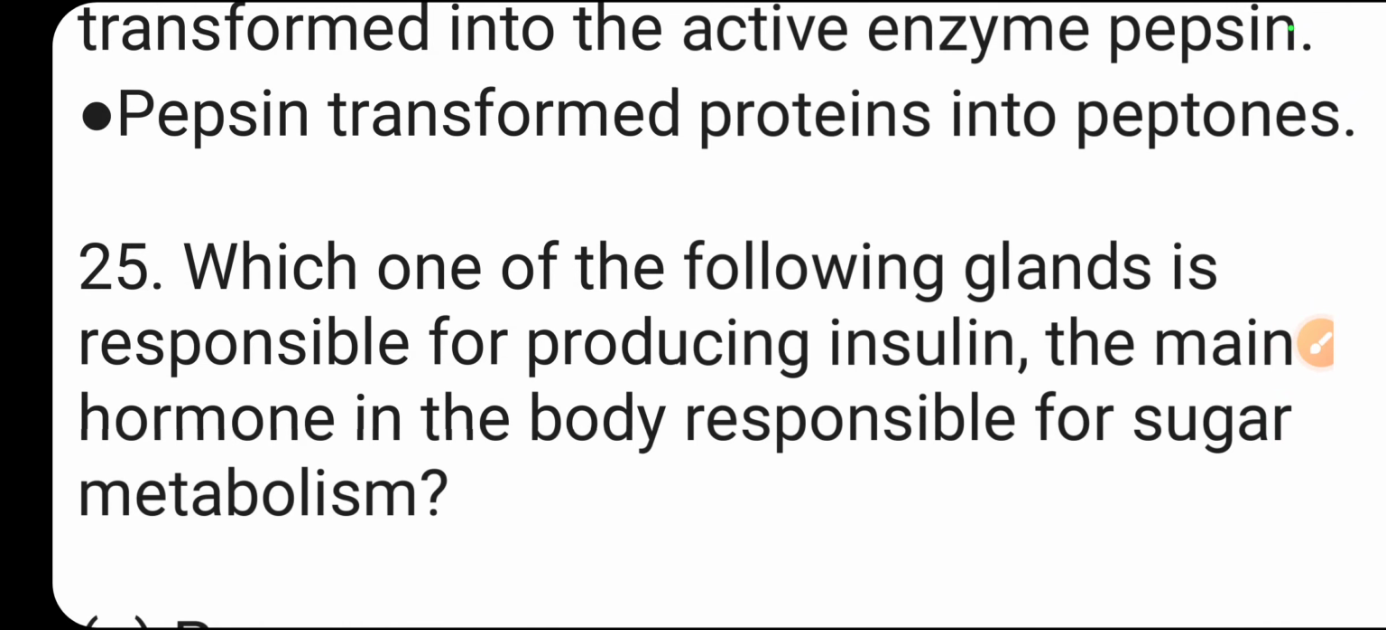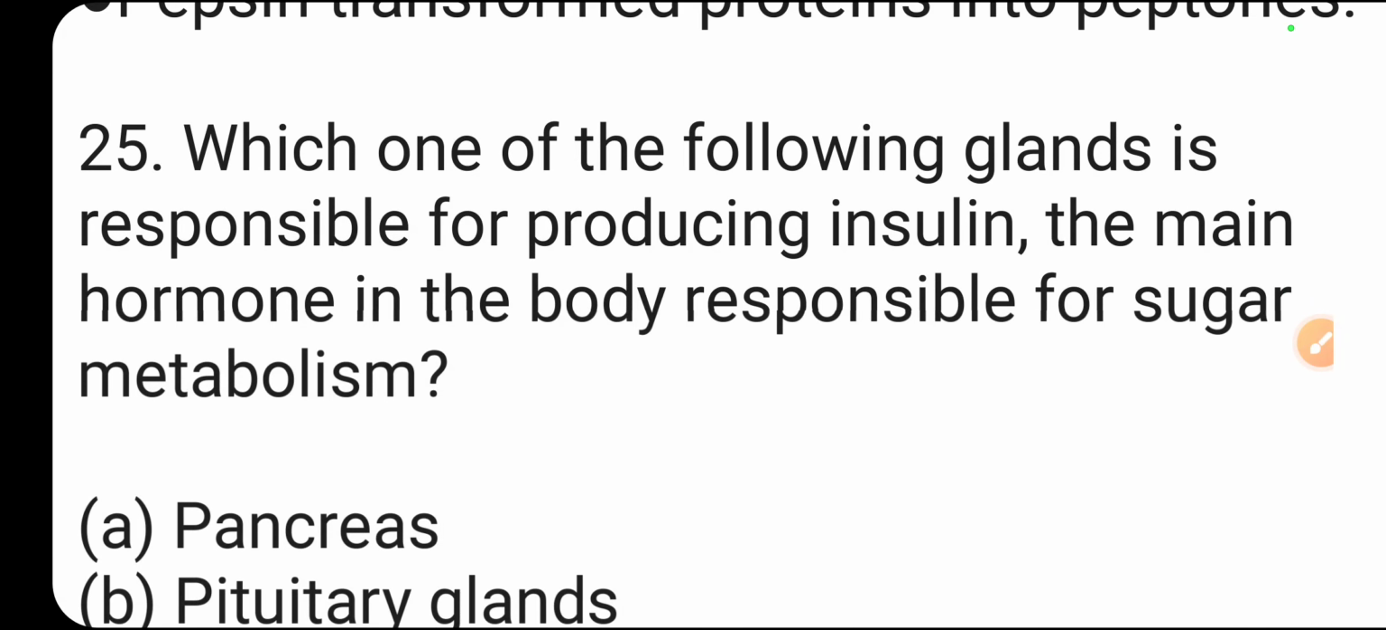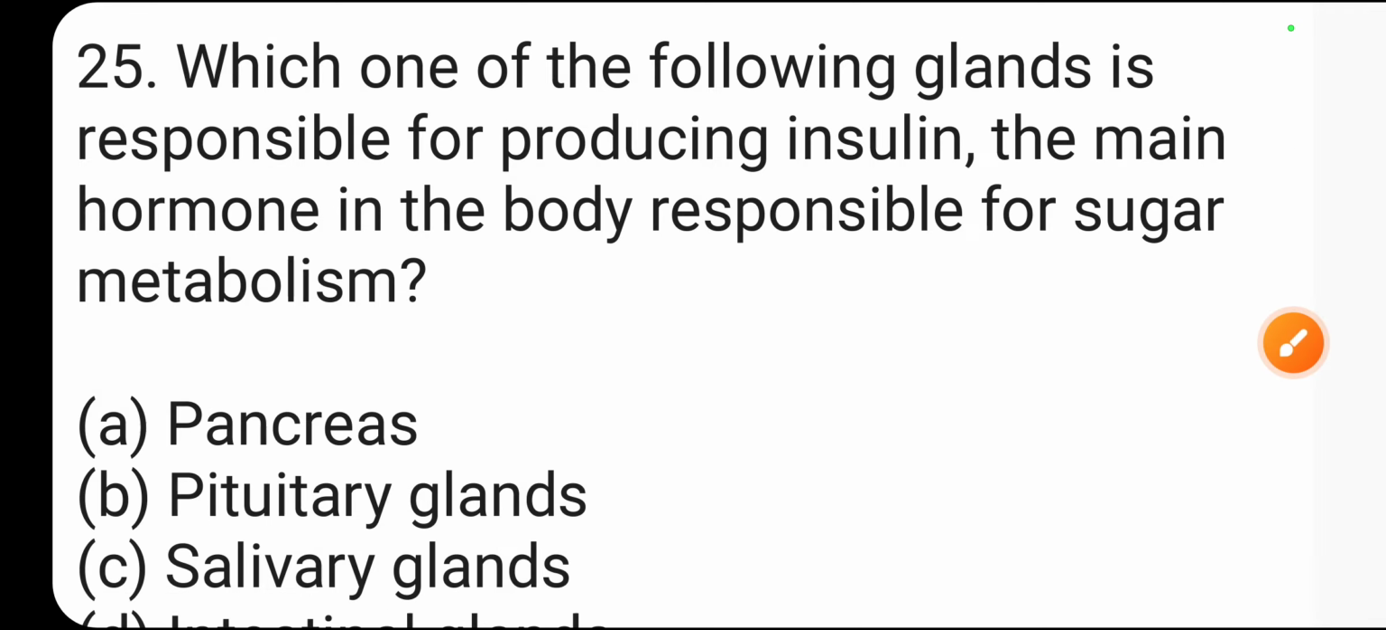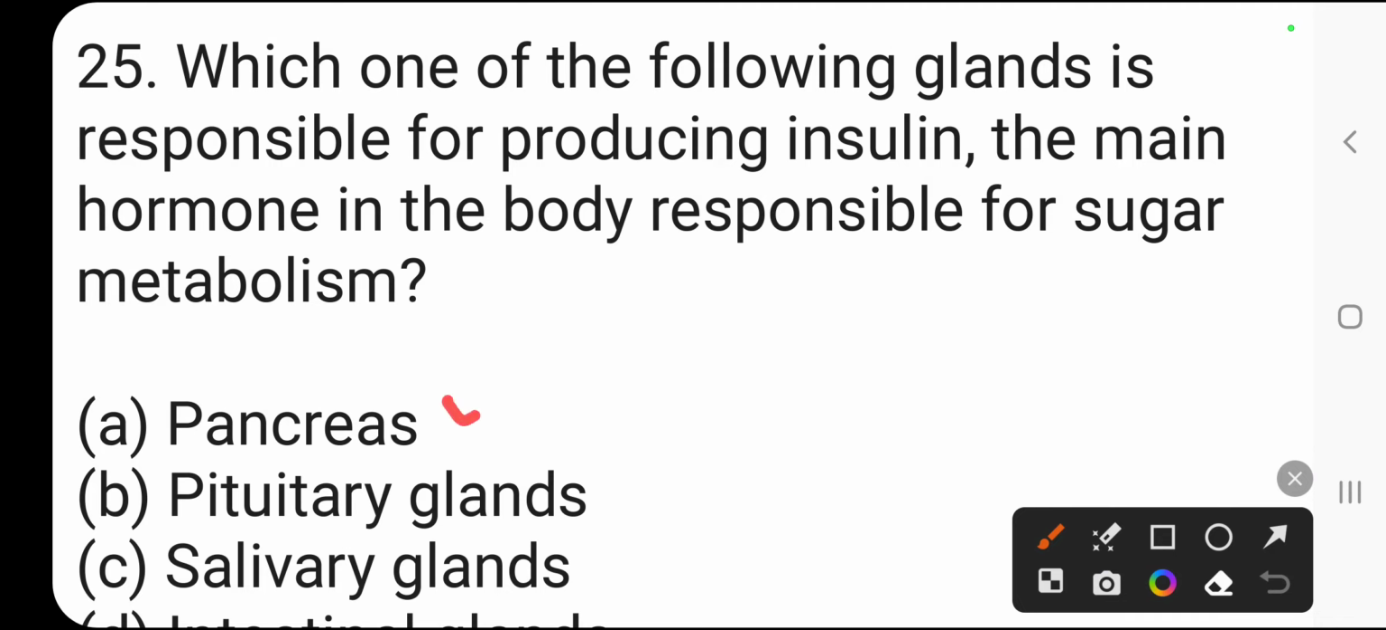And this pepsin transforms proteins into peptones. Next, which of the following glands is responsible for producing insulin, the major hormone in the body responsible for sugar metabolism? The correct answer for this is A. Pancreas. Insulin is produced by the pancreas.